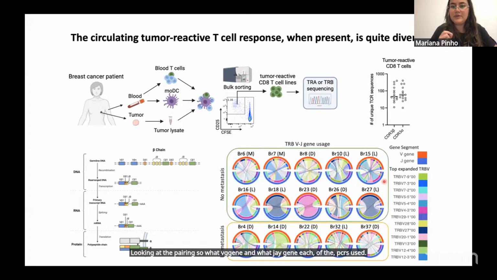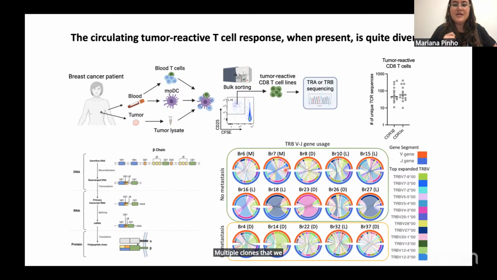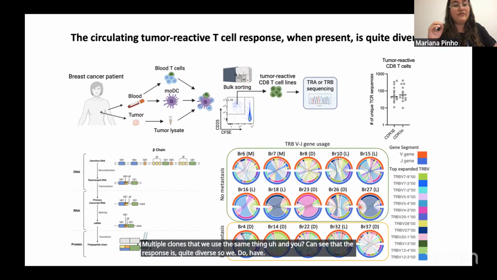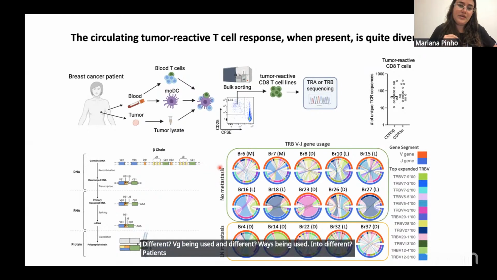That is exactly what we did here. So you can see the different clones. Sometimes you do have multiple clones that use the same V and J. And you can see that the response is quite diverse. We do have different V's and different J's being used in different patients. And this will become important later.